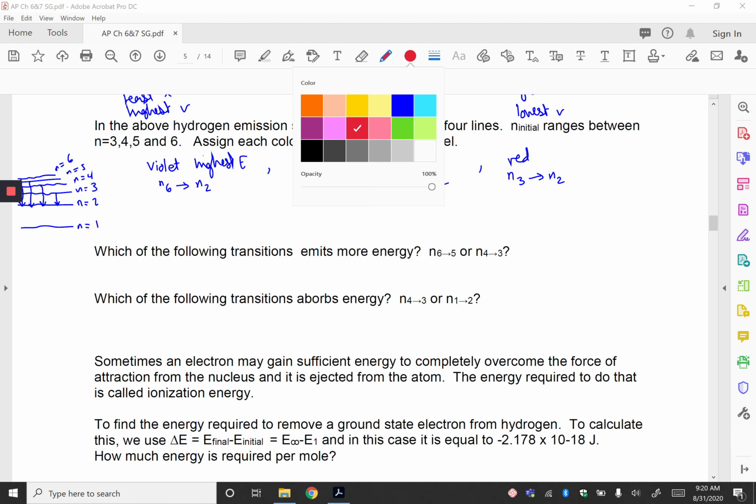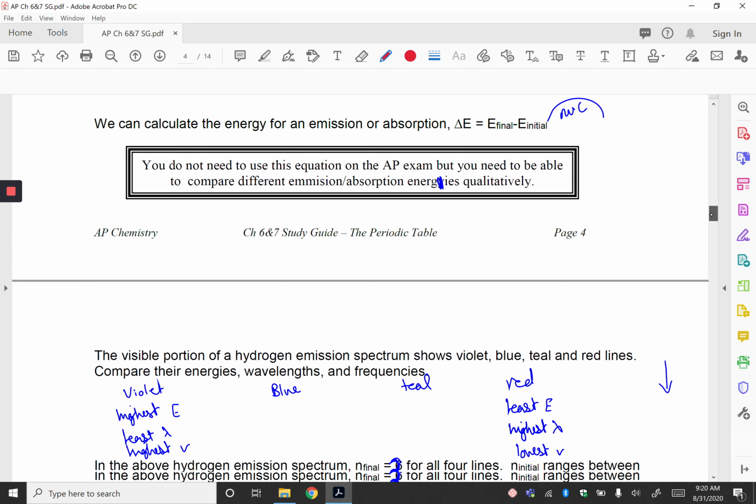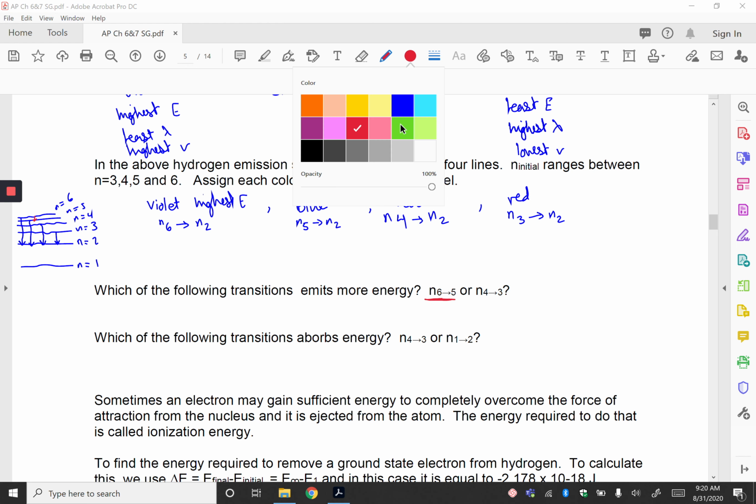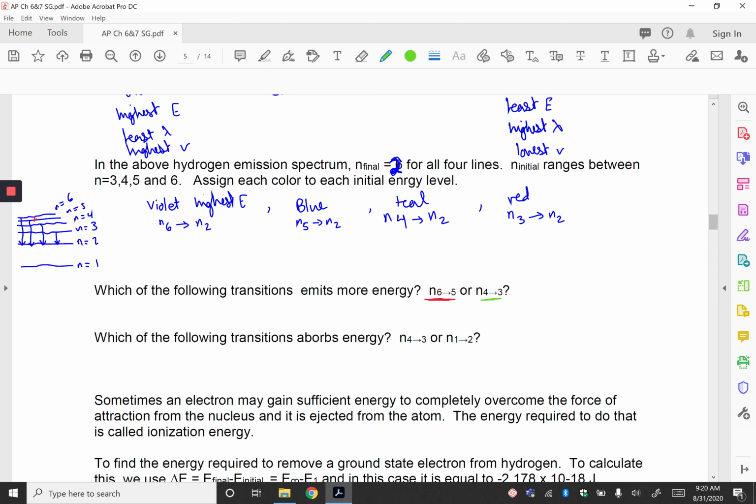So I'm going to try to show it on my diagram here. Should have drawn a little bit bigger. But we have 6 to 5. So if I have 6 to 5, there's that 6 to 5. I'll do the other one in a different color. Let's do green. The 4 to 3 would be this one right here. So which one's emitting more energy? Can you tell which arrow is bigger? Definitely the 4 to 3 emits more energy.